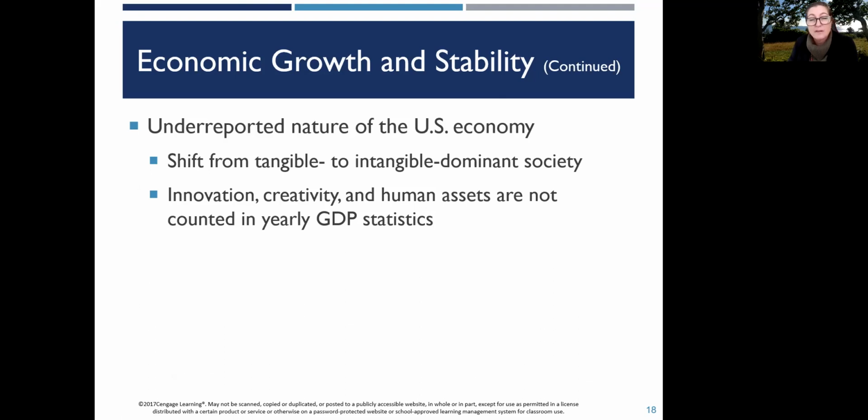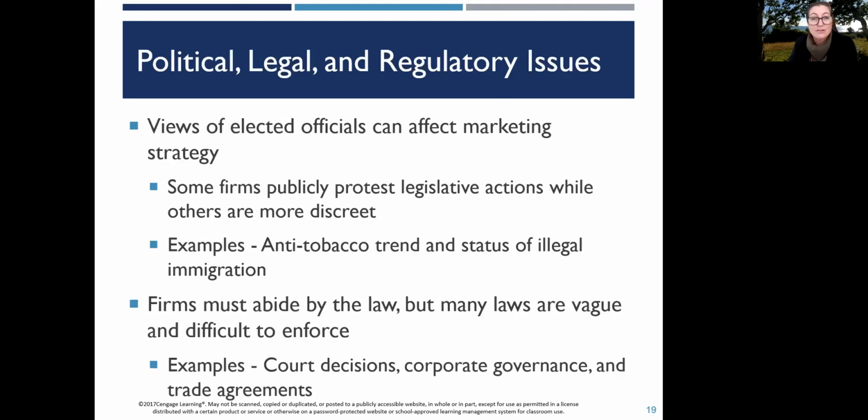Now, because we have a shift in the US economy from a predominantly tangible society to a services-oriented economy, there is recognition of the importance of innovation and creativity as human assets, and these aren't necessarily recorded as gross domestic product statistics. They're not necessarily included. So yeah, it's just an issue to consider.